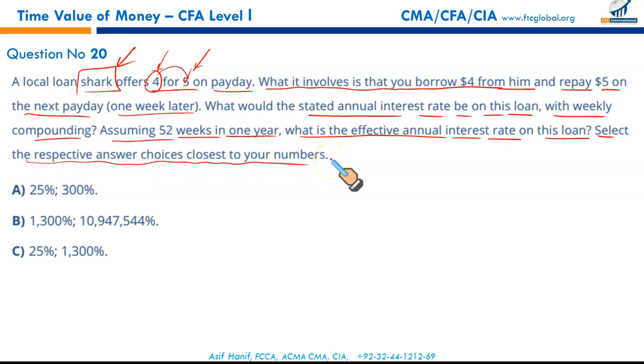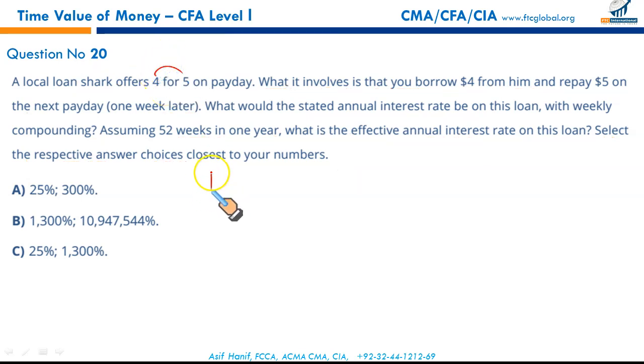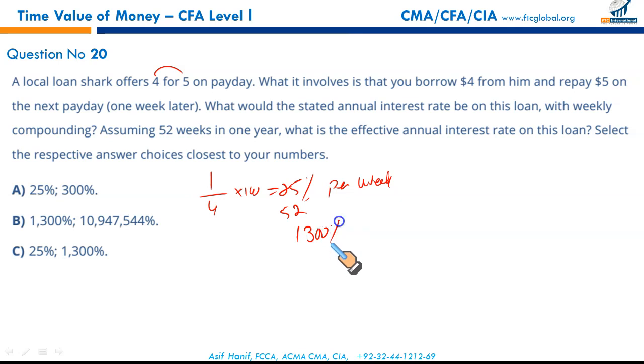First of all, you are paying an interest of $1 for a loan of $4. So 1 by 4 times 100, that is 25% for 1 week only. So this is 25% per week. Very high. How many weeks are there in 1 year? 52 weeks. So 25 times 52 gives you 1300%. This 1300% is the annual percentage rate. Look no further, click B and move on.